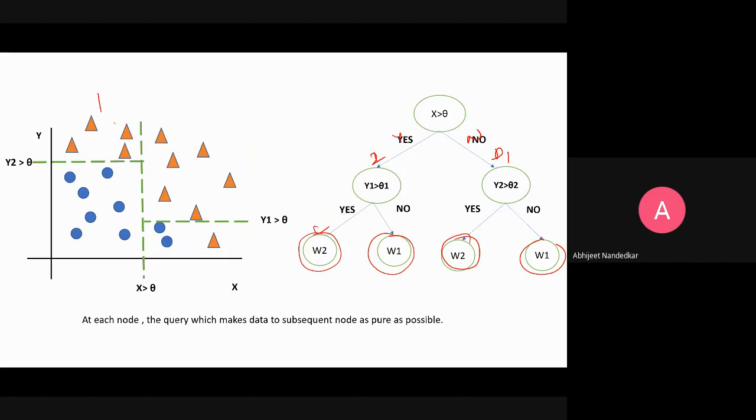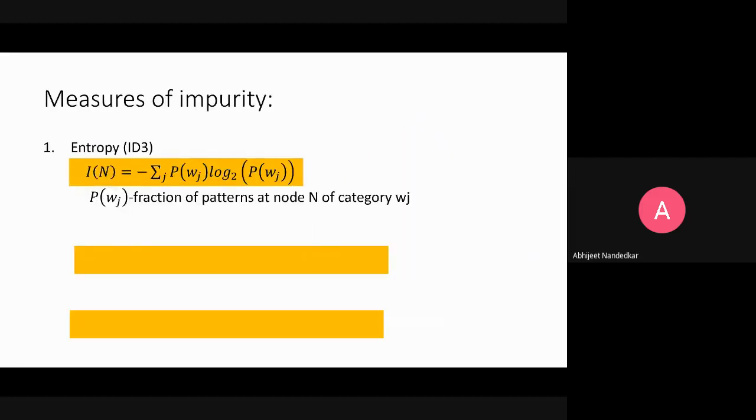At each node, we take into account the query which makes the data going to the subsequent node as pure as possible. Now, how pure is your data, say before division and after division? How to measure it? We have different measures to do this. The first of these is entropy. Basically, the ID3 algorithm uses entropy as a measure of impurity of data.